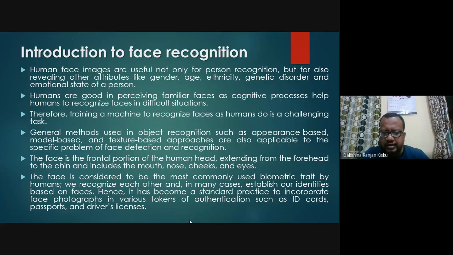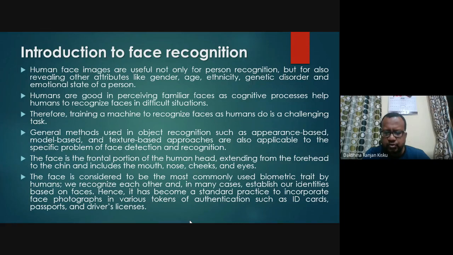Okay, now in case of position based tokens, we can incorporate the face photograph for authentication purpose, such as different ID cards, passport and driving licenses, because through face, humans can recognize other persons or familiar faces. Therefore, face image is a natural choice for human identification or person recognition. Therefore, these face photographs or face images are incorporated in different position based tokens for authentication purpose.